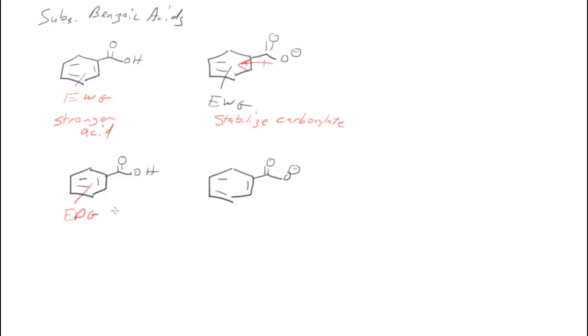Now, if we put an electron donating group onto our benzoic acid, that's going to push electron density into the ring, which will push more electron density towards our carboxylate anion, which will destabilize the carboxylate, which will make this a weaker acid.